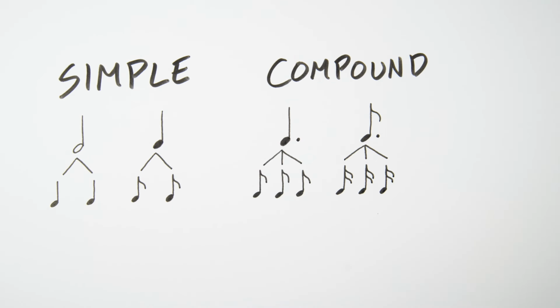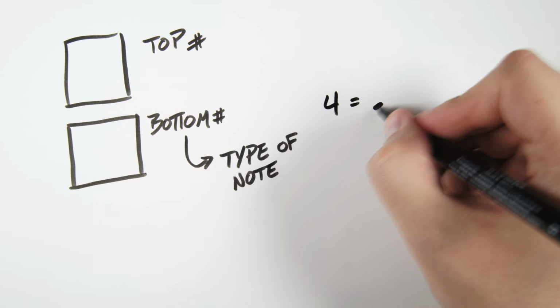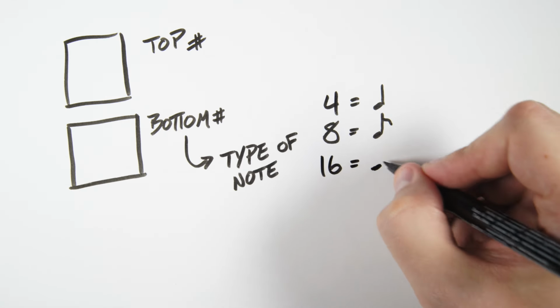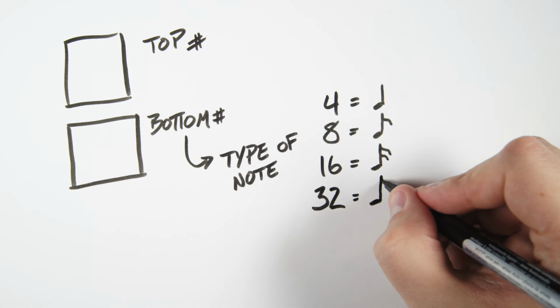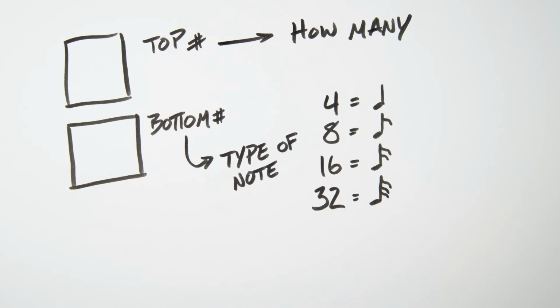So how does all this information help us identify time signatures in music? Time signatures are made up of 2 numbers, a top number and a bottom number. The number on the bottom tells us the type of note that the time signature is referring to. A 4 is a quarter note, an 8 is an eighth note, a 16 is a 16th note, and a 32 is a 32nd note. The top number tells us how many of these notes are in a measure.